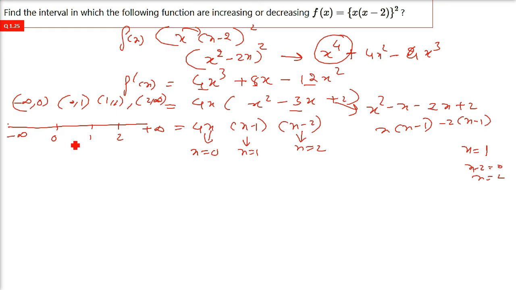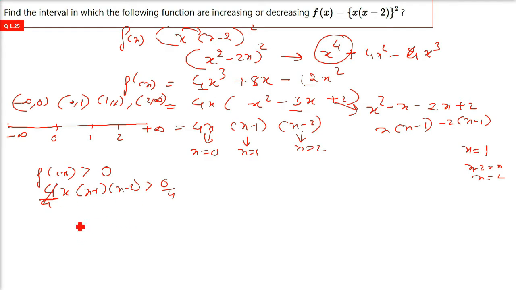You should also write this. Next thing is f dash x. We are differentiating it. So f dash x should be greater than 0. That is 4 into x minus 1 into x minus 2 should be greater than 0. So I told you already, if you have 3 factors, you divide both sides by 4. So 4 will get eliminated anyway.